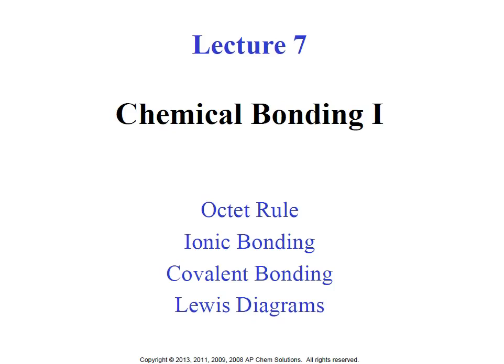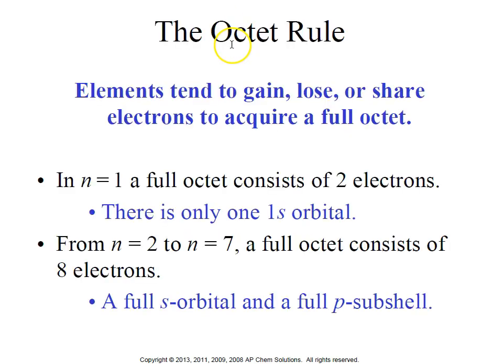Our next chapter is on chemical bonding, so we're going to start off just talking about the basics of chemical bonding, why atoms form bonds. We'll talk about ionic bonding and covalent bonding and the distinction between the two and some of their properties, and then we will look at drawing Lewis diagrams. So to start, why do elements form bonds?